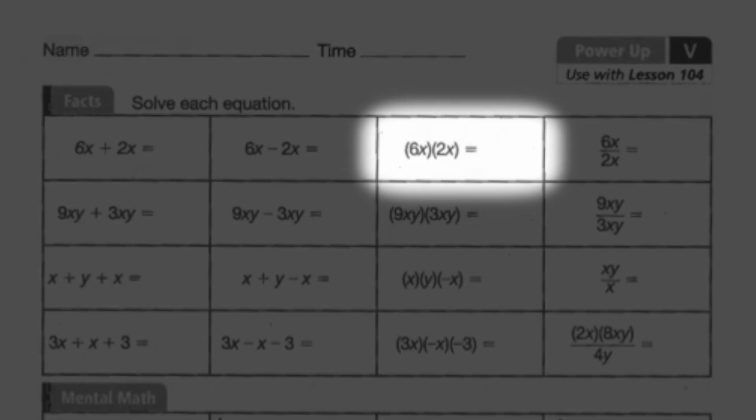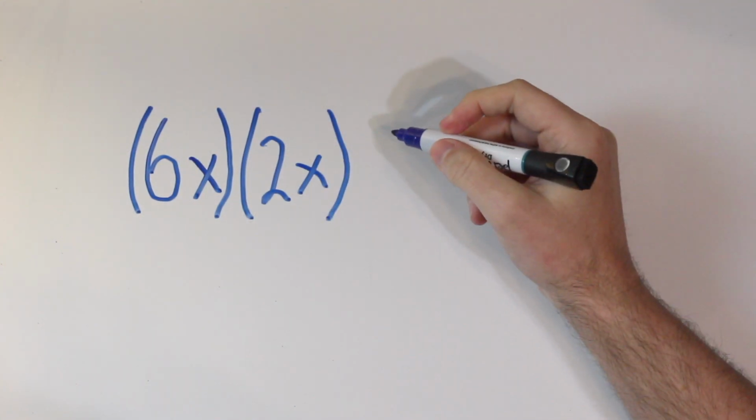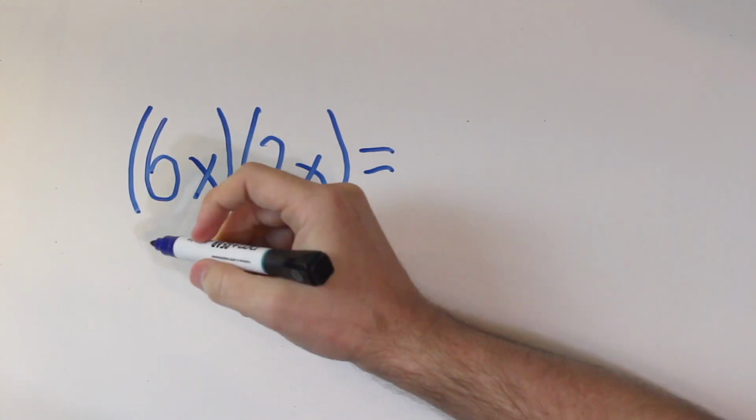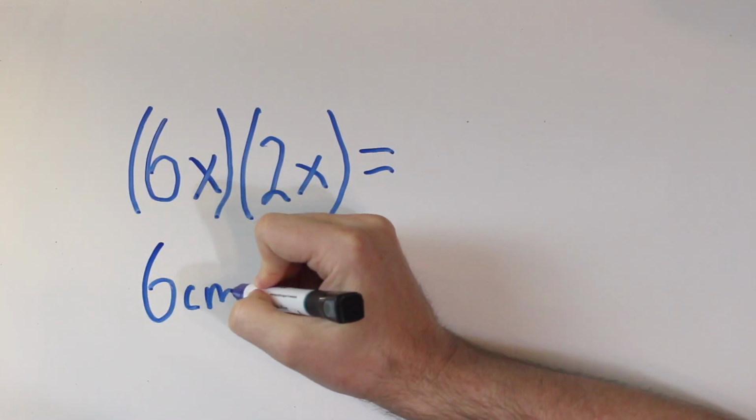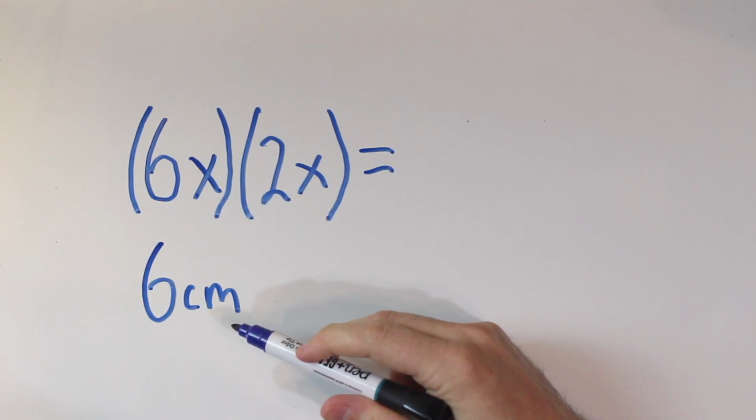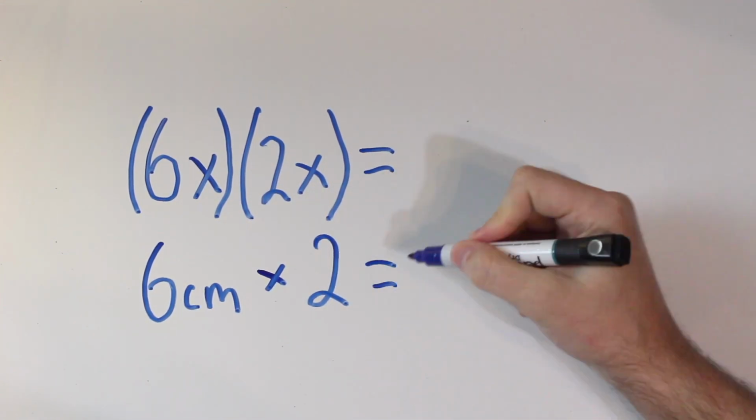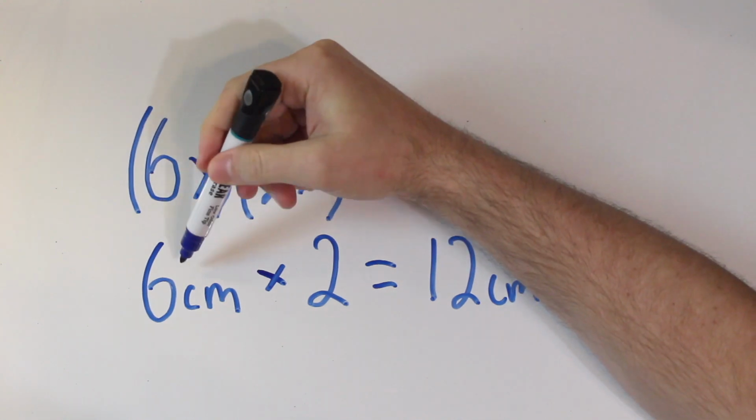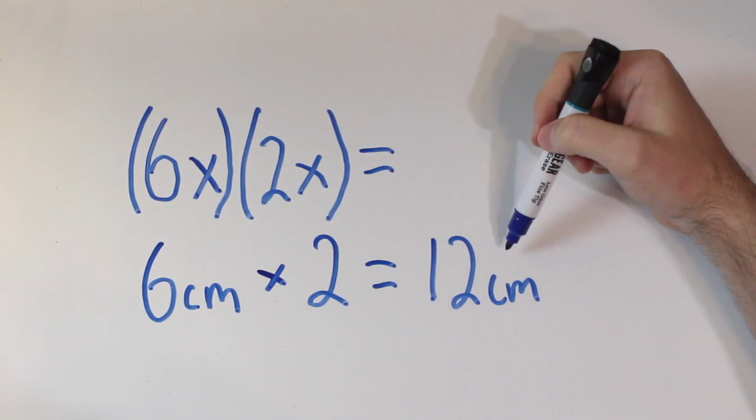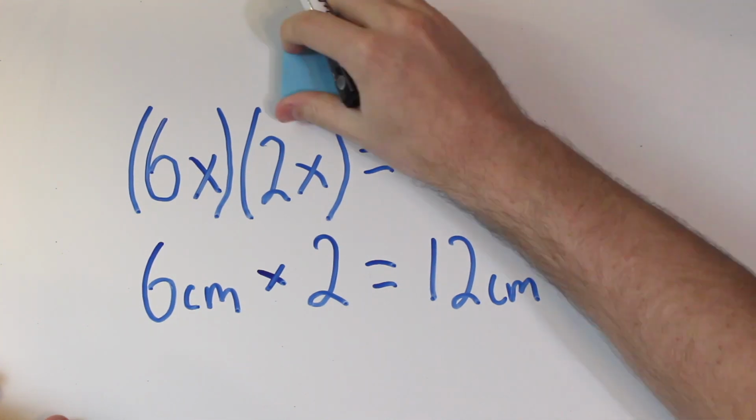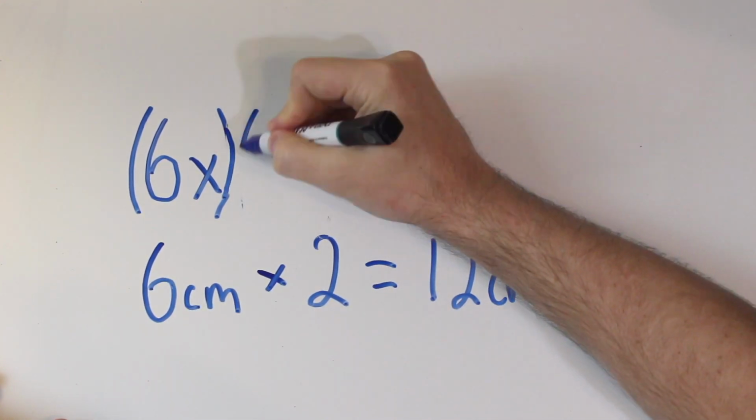Our next problem has 6x times 2x. For this kind of problem, it also helps to think concretely first. Let's imagine that x means centimeter this time. So I start with 6 centimeters. If I were to double my 6 centimeters, I would have 12 centimeters. So 6 centimeters times 2 would be 12 centimeters. That means that 6x times 2 would be 12x.